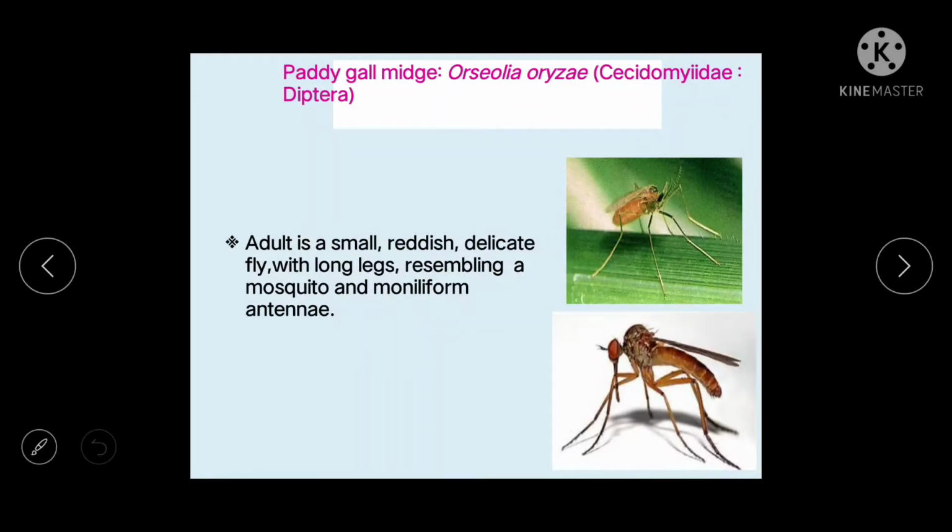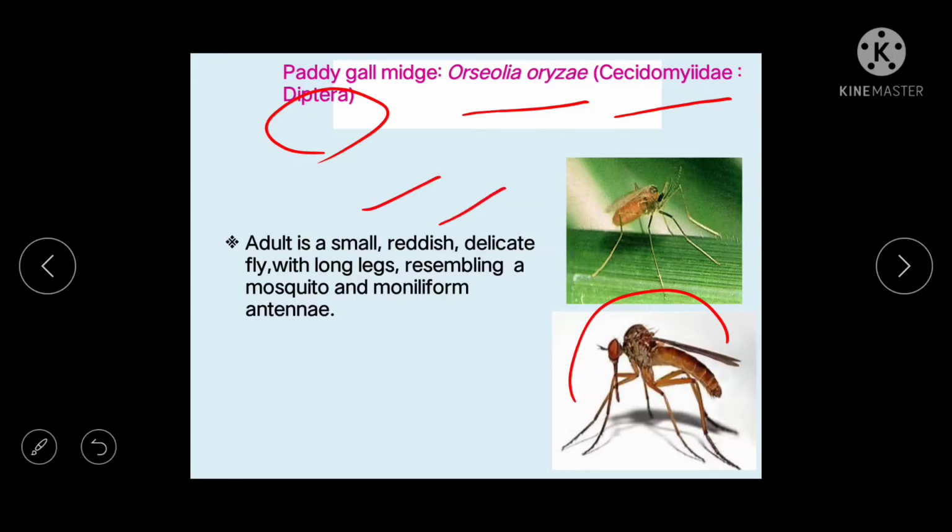So next we will discuss about the paddy gall midge, that is Orseolia oryzae. Cecidomyiidae is the family, order is Diptera. So this gall midge, they will look exactly like a mosquito, but there are little differences, like the adult is small, reddish in color, a delicate fly with long legs. Okay, legs will be very long as compared to the mosquito, resembling a mosquito, and moniliform antenna. So I think you might know the mosquito antenna type is plumose and pilose, whereas this paddy gall midge, they are having moniliform antenna.